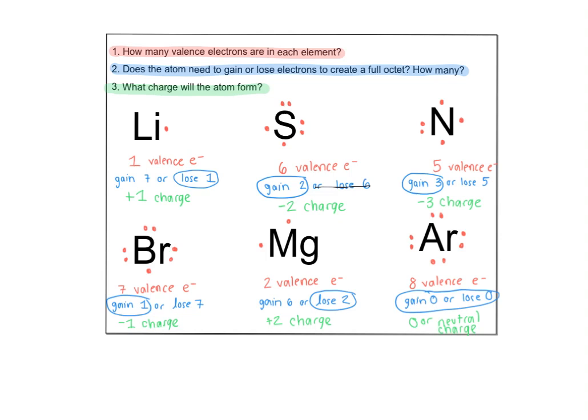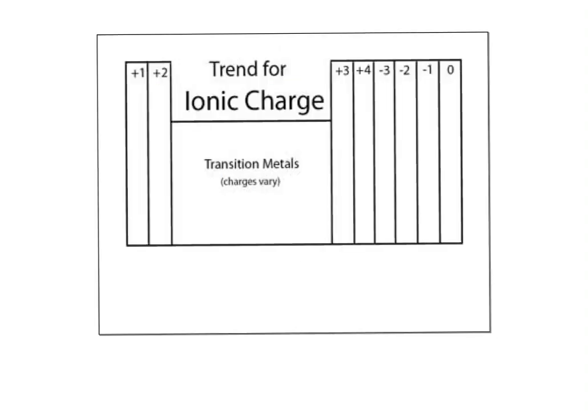Okay, and then the charges. Notice sulfur gained 2. That's like inviting 2 bad hats to your party, so a -2 charge. Whereas magnesium loses 2. That's kicking out 2 bad people, a positive charge. And argon, notice, is weird. Argon's a noble gas. So argon is happy the way he is. He has 8 valence electrons, a full octet. It's going to gain none or lose none. So basically, it's not gaining or losing anything. So we say the charge is 0, or we use the word neutral.